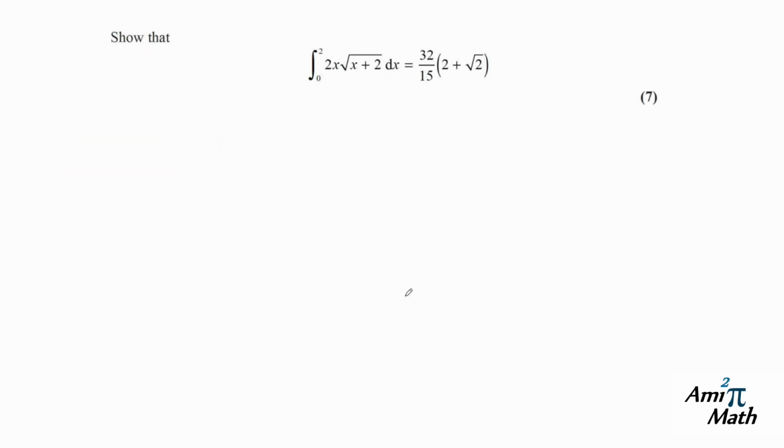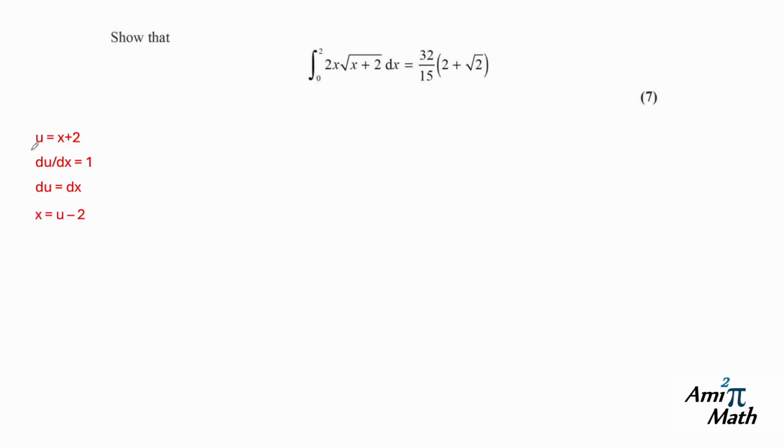Okay, show that the integral of 2x times root x plus 2, with the limits 2 and 0, gives 32 over 15 bracket 2 plus root 2. For this equation, we'll just use some substitution. We'll set u as x plus 2 because this root is quite difficult to deal with. And then we can differentiate this, and x differentiated is just 1. And then if we multiply by dx on both sides, we get du equals dx.